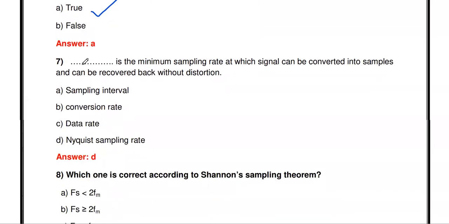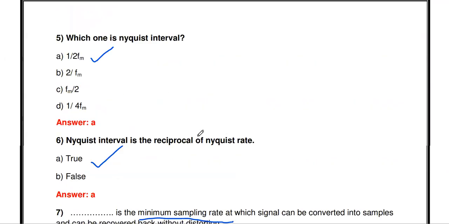Then the next question: dash is the minimum sampling rate at which the signal can be converted into samples and can be recovered back without distortion. The options are sampling interval, conversion rate, data rate, Nyquist sampling rate. So what is the Nyquist sampling rate? Fs is equal to 2 Fm.